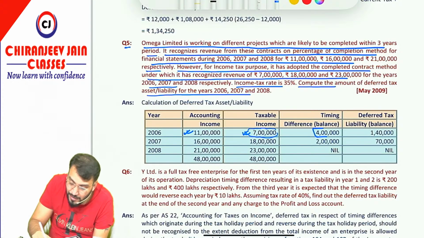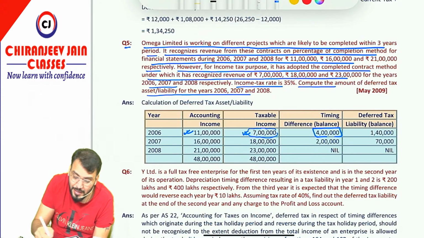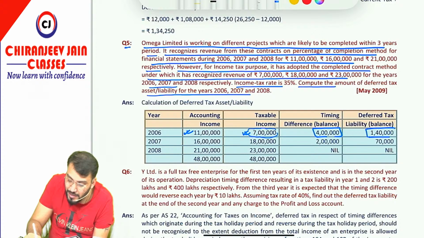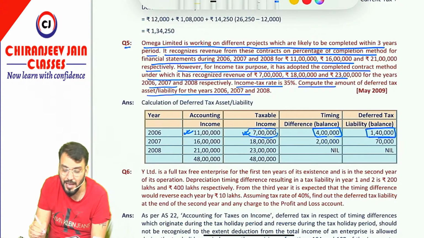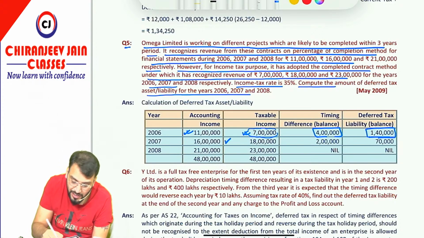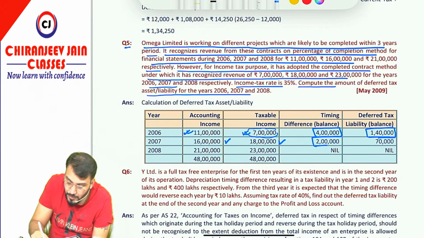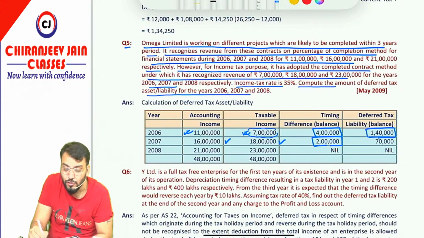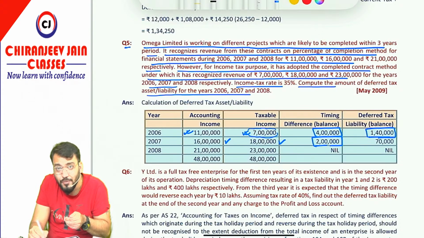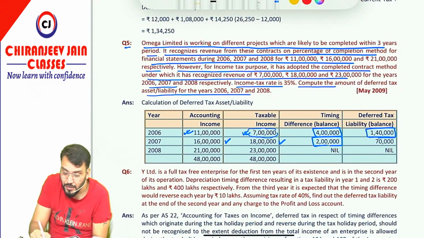So on 4 lakh, we'll create a deferred tax liability at a rate of 35%. So that becomes 1,40,000. Next year it is 16 lakh, 18 lakh. Now once again it is 2 lakh. So on this 2 lakh also we need to recognize a deferred tax liability, because that is also taxable in future.